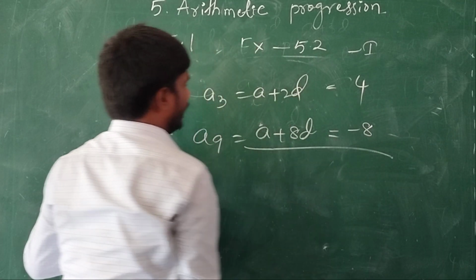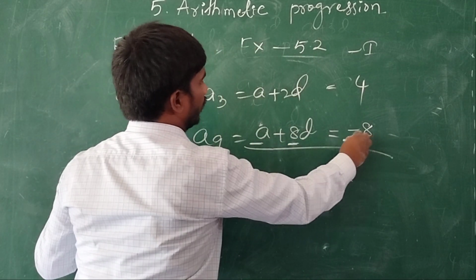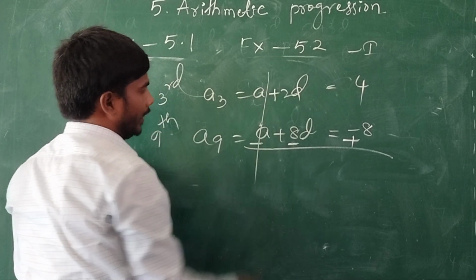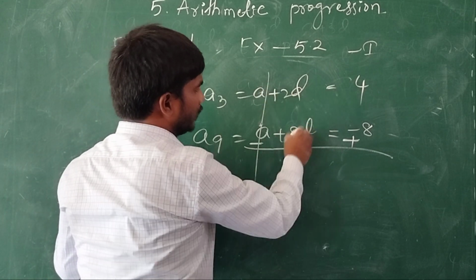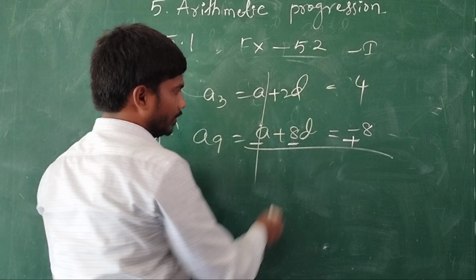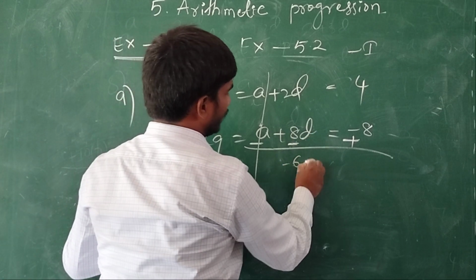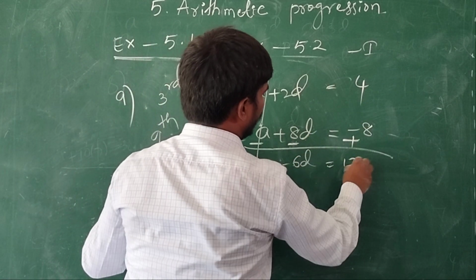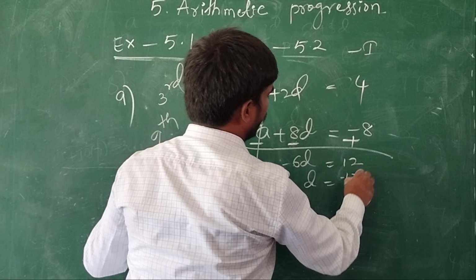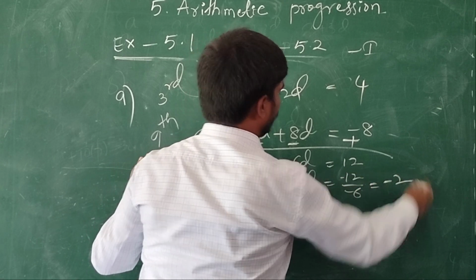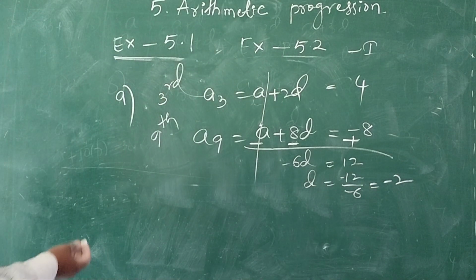A and D values. I am subtracting. Minus into minus is plus. A plus A minus A cancel. Plus 2D minus 8D, minus 6D is equal to 12. And D is equal to 12 by minus 6. Therefore, minus 2 is the common difference.